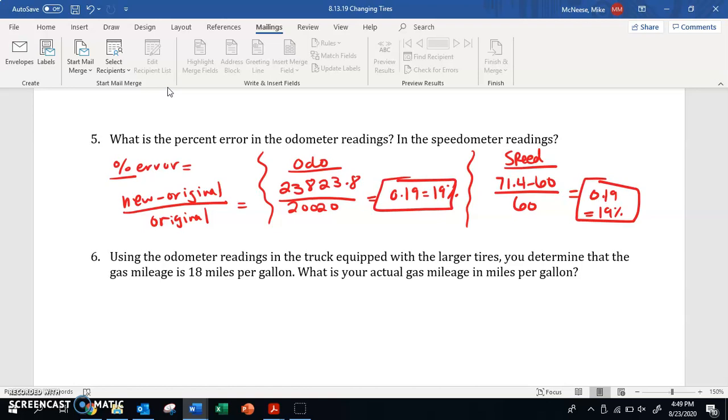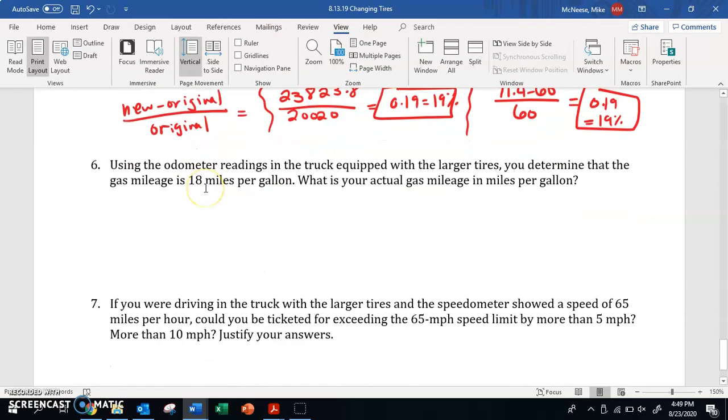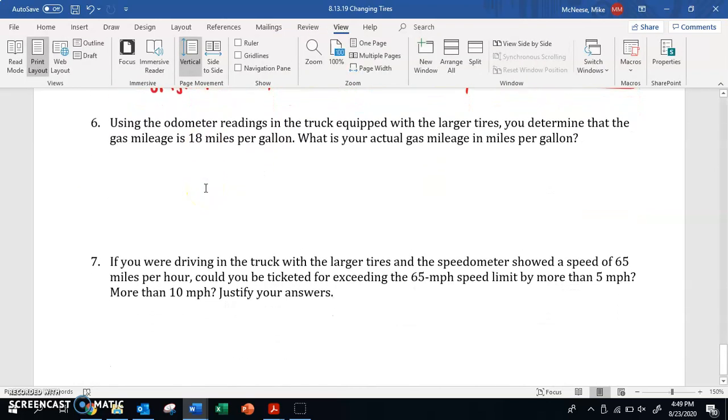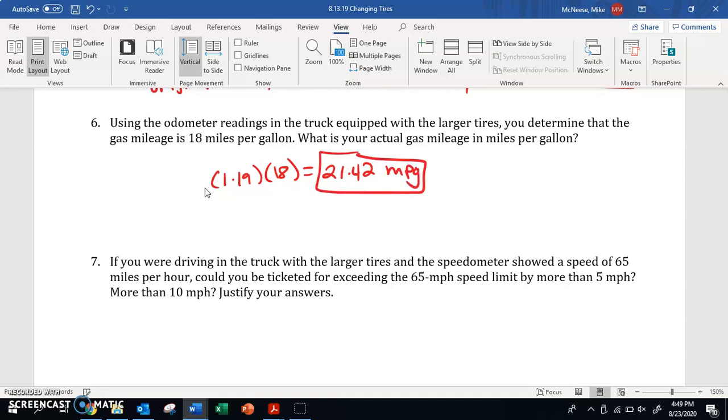Okay. And then the next one, using the odometer readings in the truck equipped with larger tires, you determine that the gas mileage is 18 miles per gallon. What is your actual gas mileage? All we're going to do is multiply gas mileage by our scale factor. So we're going to have 1.19 times 18, and we're going to get 21.42 miles per gallon. So that is our new MPG.